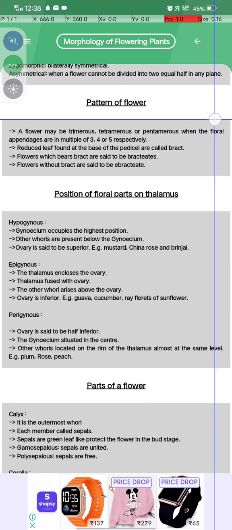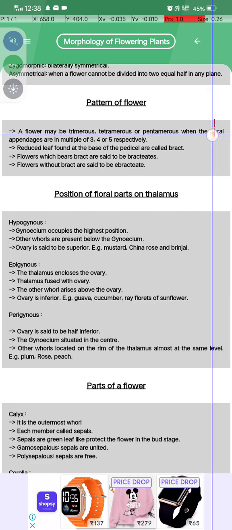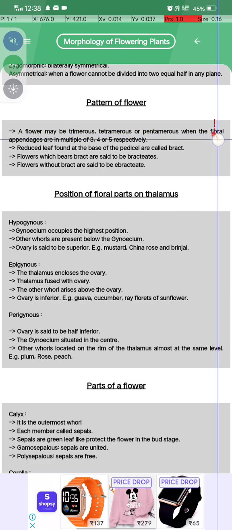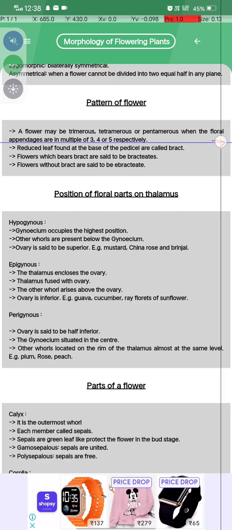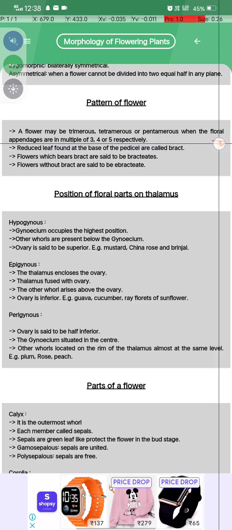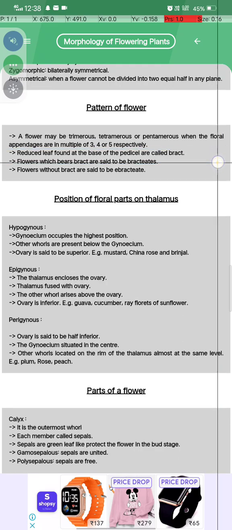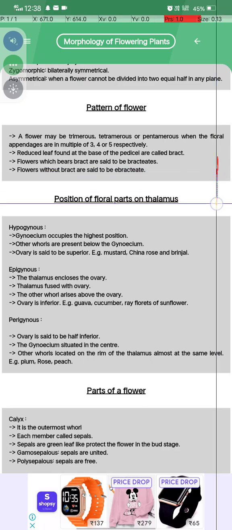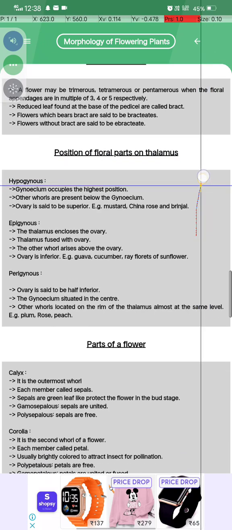Pattern of flower. A flower may be trimerous, tetramerous or pentamerous when the floral appendages are in multiples of 3, 4 and 5 respectively. A reduced leaf found at the base of the pedicel is called a bract, and flowers which bear bracts are said to be bracteate, and flowers without bracts are said to be ebracteate. And the position of floral parts on the thalamus.